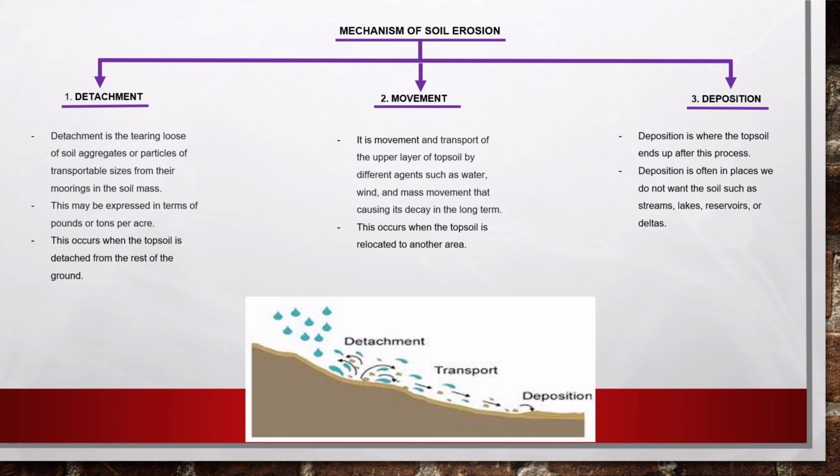The second mechanism, movement, is the movement and transport of the upper layer of topsoil by different agents such as water, wind, and mass movement that cause its decay in the long term. This occurs when the topsoil is relocated to another area. The last mechanism is deposition. Deposition is where the topsoil ends up after this process. Deposition is often in places we do not want the soil, such as streams, lakes, reservoirs, or deltas.